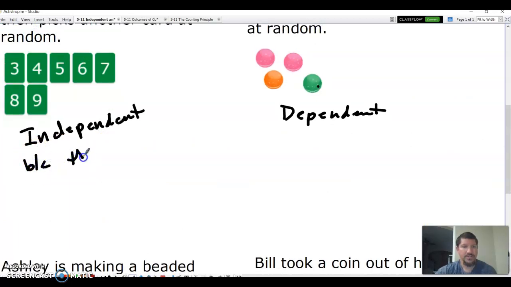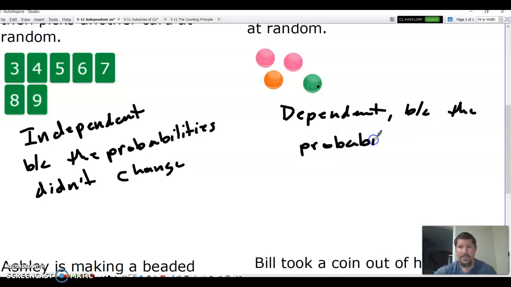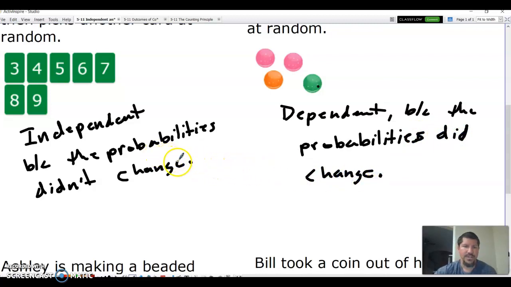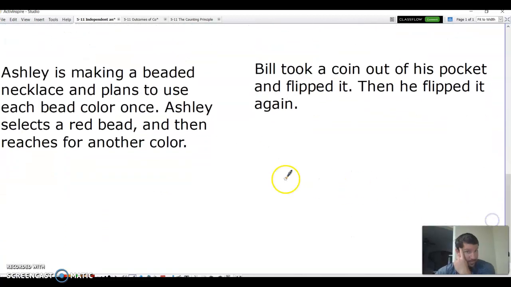So because the probabilities didn't change here, and then here it's because the probabilities did change. So you have to look at it as, because the first thing happened, is that going to change the probability moving forward?